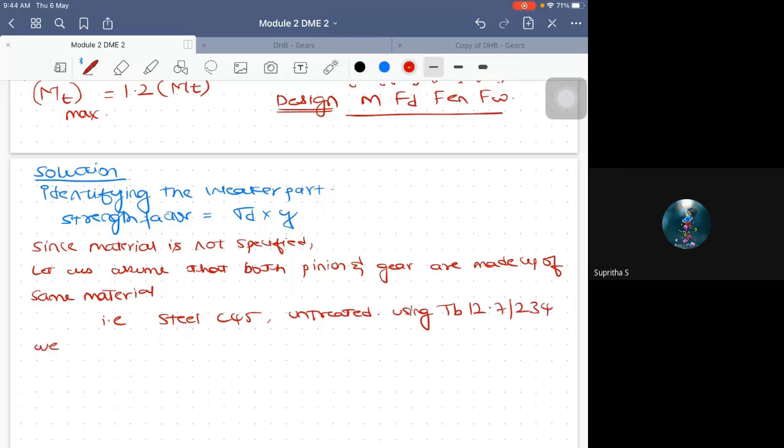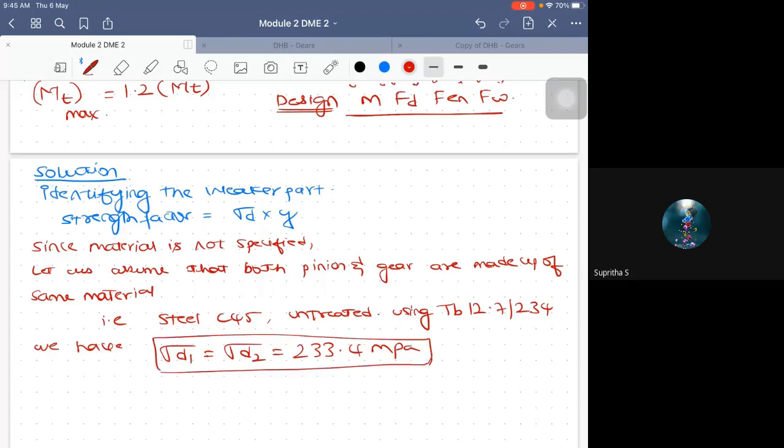We obtain, we have, sigma D1 is equal to sigma D2 is equal to 233.4 megapascal. We are selecting the same material for both, just to avoid confusion and to make our problem simpler. So just highlight it in a box like this.